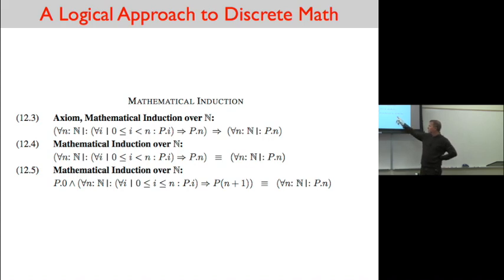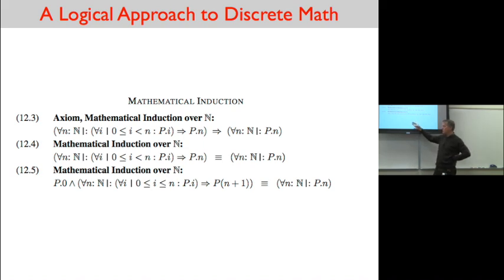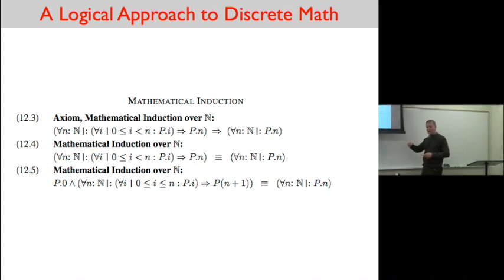Because what 12.5 says is we want to prove that p dot n is true for all n. That's on the right-hand side. Are you with me? We want to prove that. And notice over here, this p dot 0 is the base case. Are you with me? And then roughly speaking, that's not quite what we did, but what we did is we proved that for each individual one, the next one. If the previous one is true, then the next one is true, right?